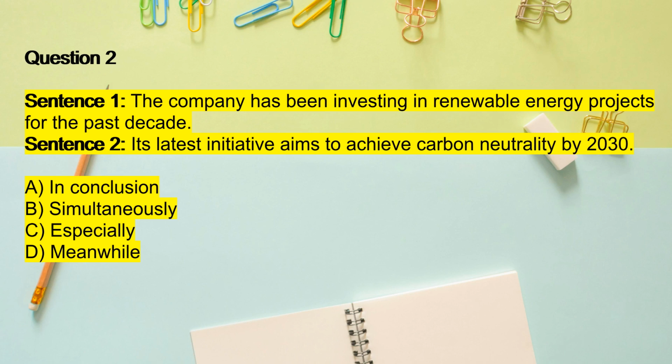Question 2. Which transition word would best connect the two sentences? Sentence 1. The company has been investing in renewable energy projects for the past decade. Sentence 2. Its latest initiative aims to achieve carbon neutrality by 2030.